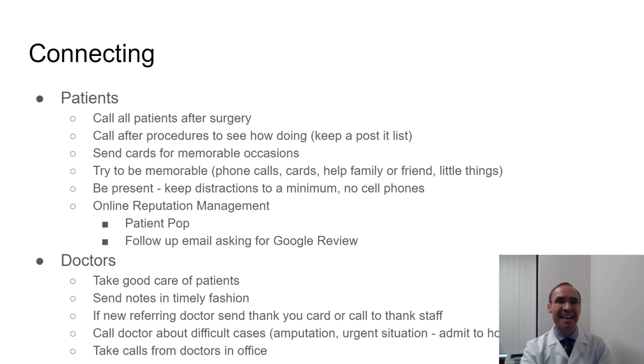Okay, connecting. I think it's important to connect with patients. One thing I was taught during residency was to call all patients after surgery, and that's something that I do. Also call after procedures to see how they're doing. If I was just starting out, I would call everyone I did a cortisone injection on, everyone I did an ingrown toenail on, because it shows that you care, because you do care, and you have more time in the beginning. You might want to keep a Post-it note as a list of how to do that.